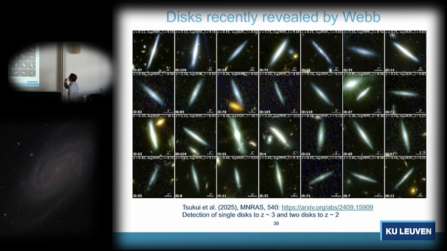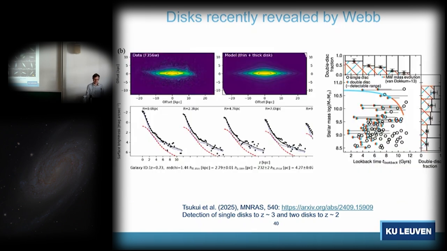Now, at the end, I wanted to come back to our thin and thick disks, just showing you some recent results revealed by Webb, in the paper by Tsukui here, where they have observed disk galaxies out to high redshifts, 2 and 3, and then analyzed the properties of these disks. They have detected single disks out to a redshift of 3, and double disks, a thin plus a thick, out to a redshift of approximately 2. And here you see some very nice disk galaxies from that paper.